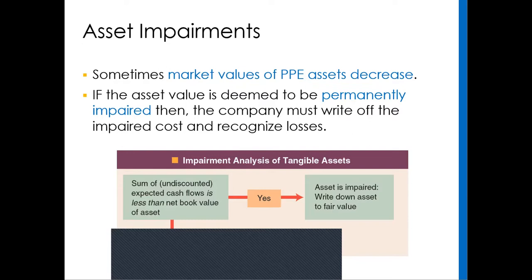So the equipment goes down. When the equipment goes down, we take a loss on our income statement. Our net income goes down. Our equity, our retained earnings goes down. So we're in balance. Our assets have gone down and our equity has gone down.